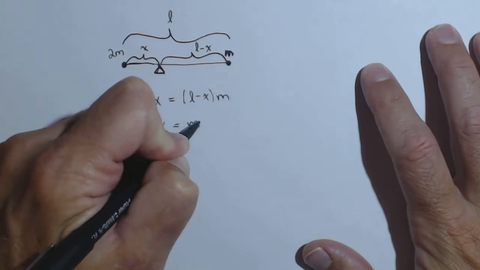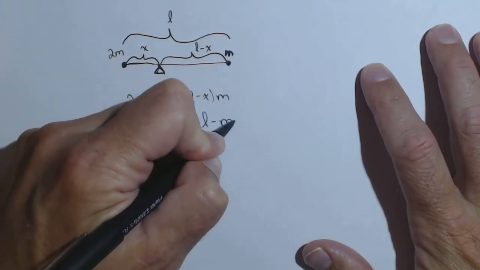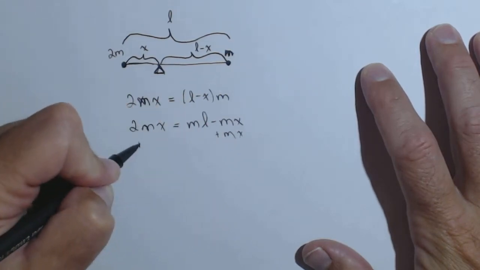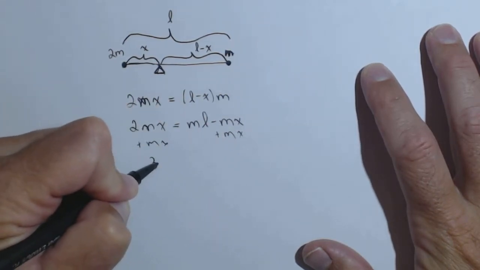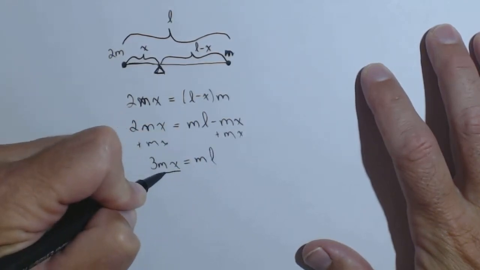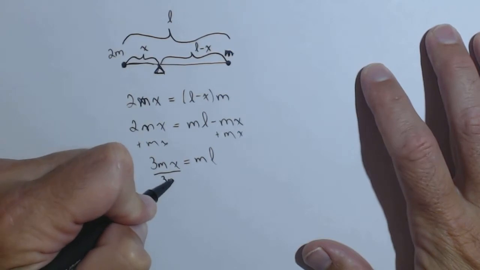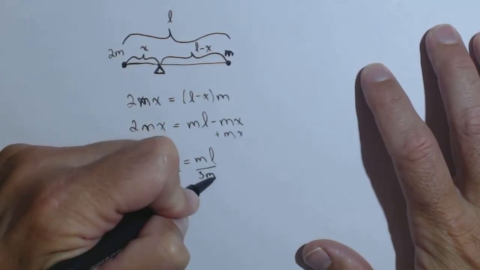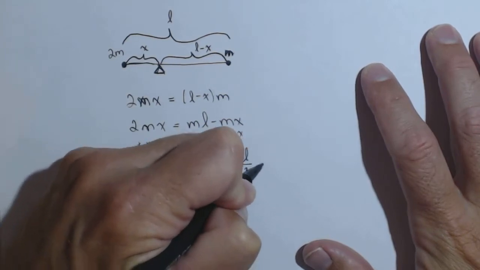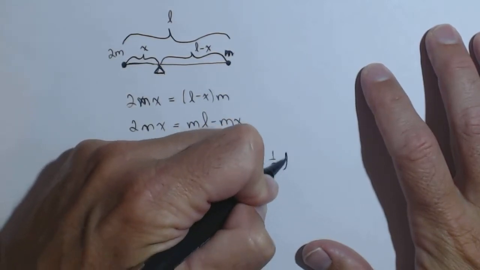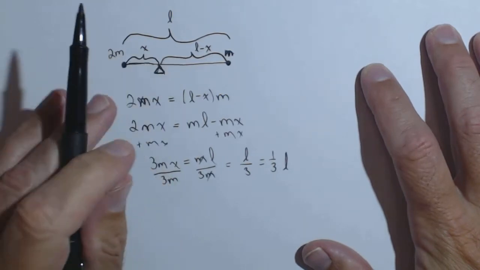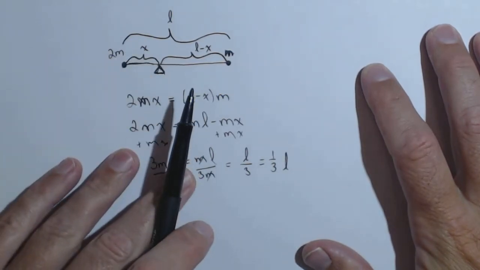2mx equals mL minus mx. Add mx to both sides, and we get 3mx equals mL. I can divide both sides by 3m. The m's cancel, and I get x should be L over 3, or we can think of that as 1/3 L. So it should be 1/3 the distance in order to keep that system in balance.